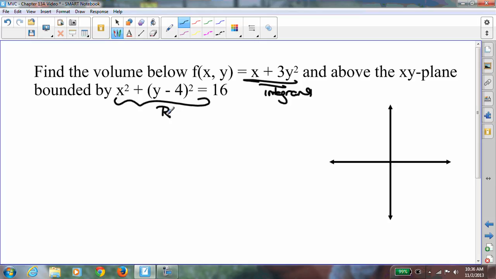So first let's graph this. X squared plus y minus 4 squared equals 16. That's going to be a circle centered at y equals 4 with radius 4. So it looks something like that. I'm going to start with dy dx for my first one.